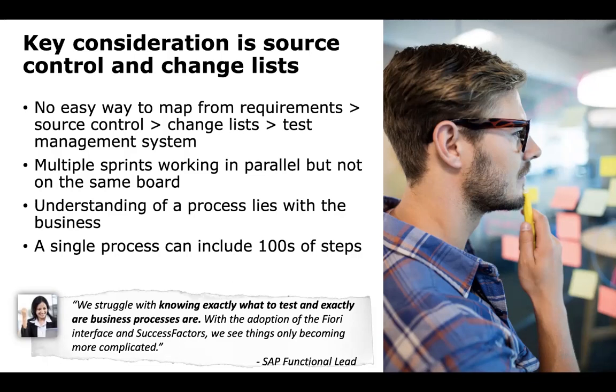The other thing is, a single process for testing one of these things can actually be hundreds of steps. If you're going to do a return on an item, you had to sell it first, it had to be in inventory, you had to manage it, and you had to pay for the invoice, right? There's a whole bunch of things that happen upstream.